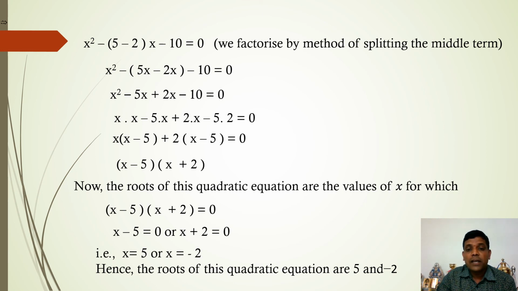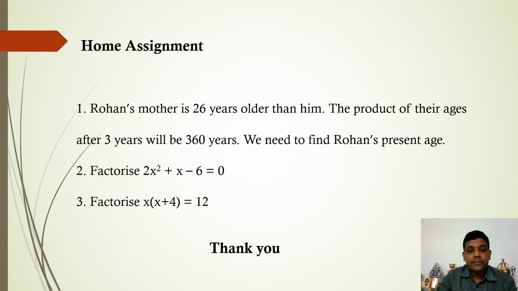Now the roots of the quadratic equation are the values of x for which x minus 5 and x plus 2 equal 0. X minus 5 equal to 0 or x plus 2 equal to 0. X minus 5 equal to 0, then x equals 5. X plus 2 equal to 0, 2 on the LHS converts into minus 2, then x equals minus 2. Hence the solutions are x equals 5 and minus 2.